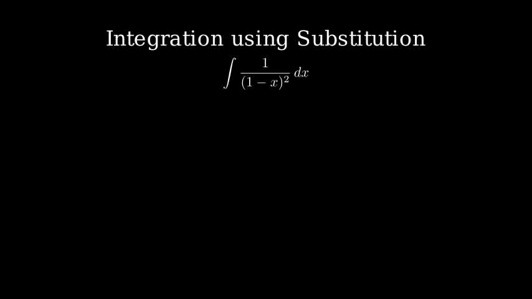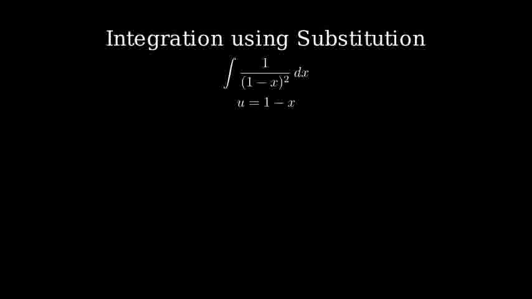form. To start, let's choose an appropriate substitution that will make this integral easier to evaluate. Notice that the expression in the denominator is 1 minus x. A natural choice to simplify the problem is to set u equal to 1 minus x. With our substitution chosen, we need to differentiate u with respect to x to transform the differential dx.